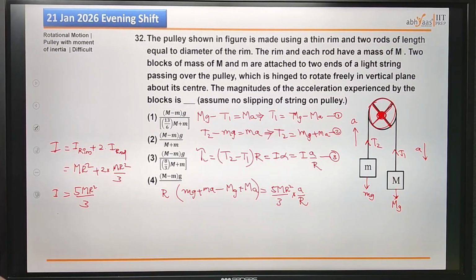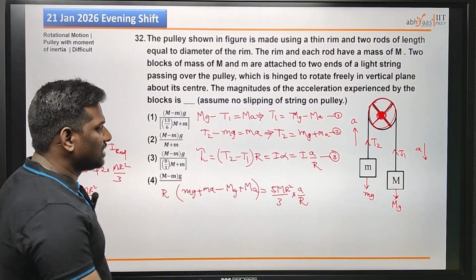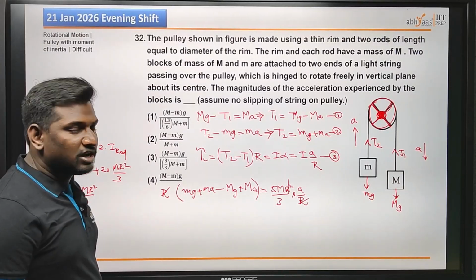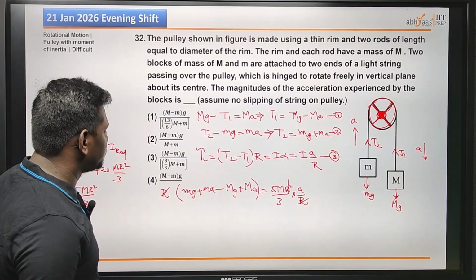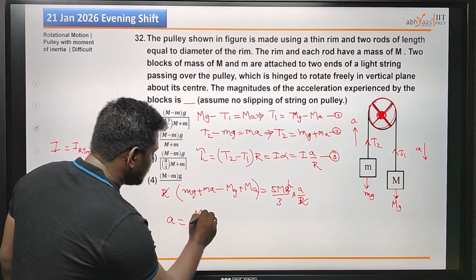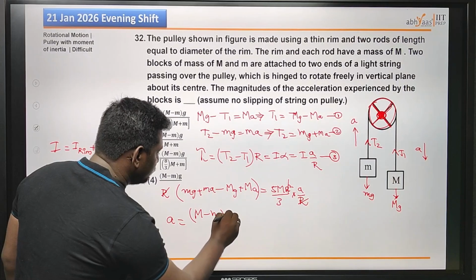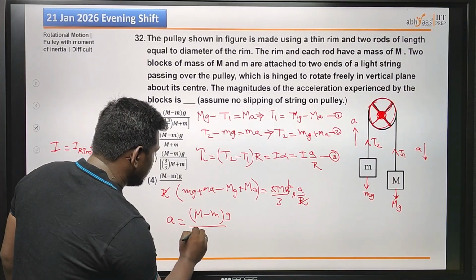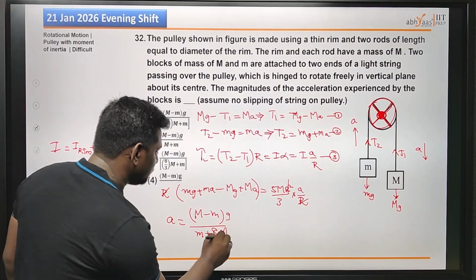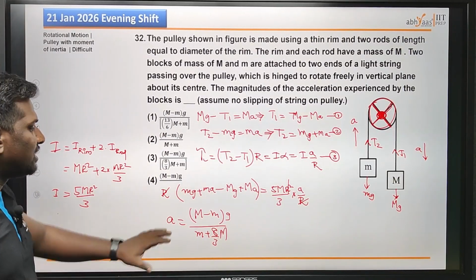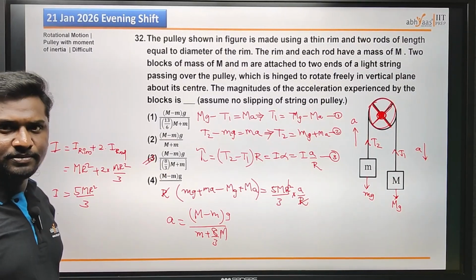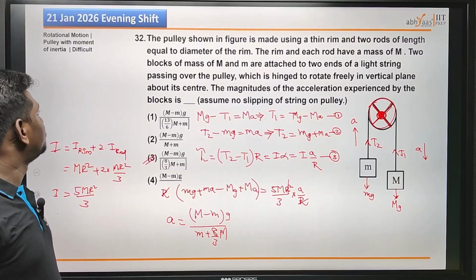What do you have to find? You have to simply find the acceleration. If you cancel, R will get cancelled. If you find the acceleration, A equals capital M minus small m into g, by small m plus 8 by 3 times capital M. After rearranging the things, you will get this acceleration. So option 3 is the correct answer.